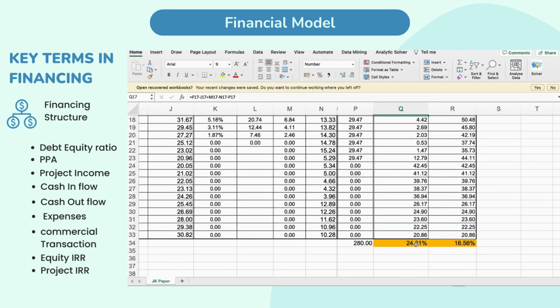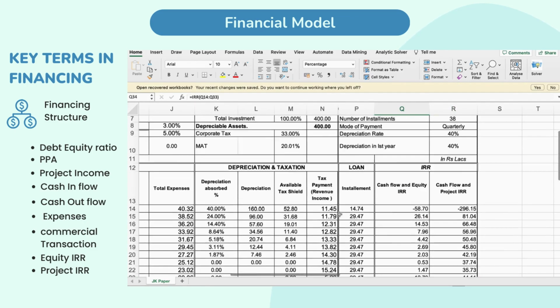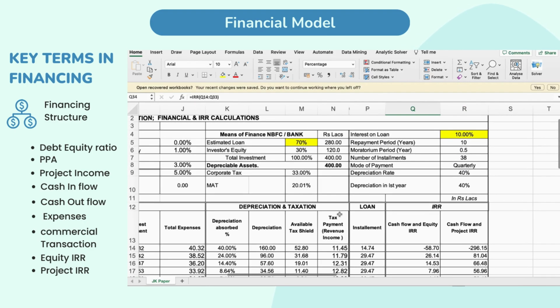So in this case, what you get is the equity IRR as 24.35 and the project IRR as 16.56. We'll share this, but if you look clearly, there is a formula of equity IRR and project IRR associated in each cell. You can refer to this for making this.